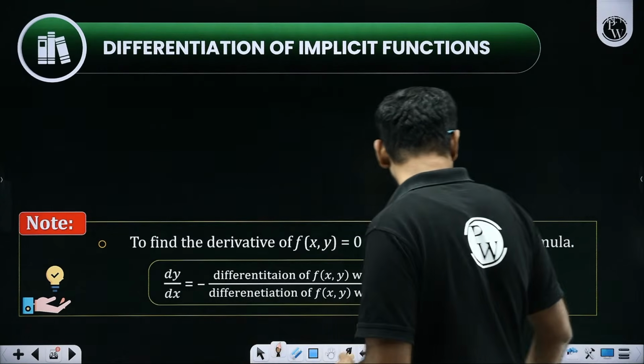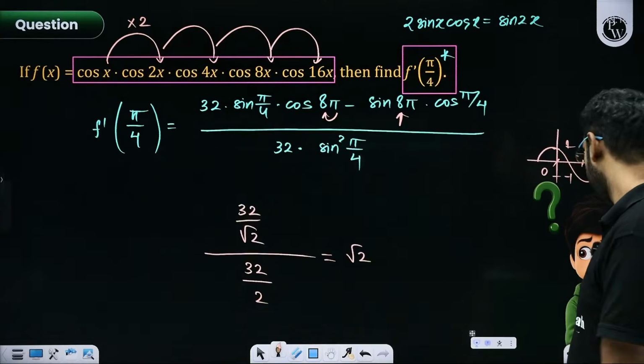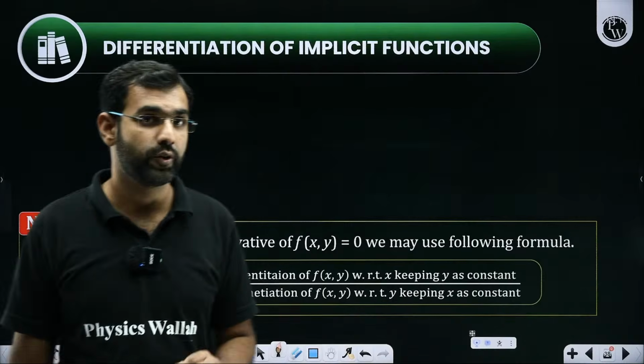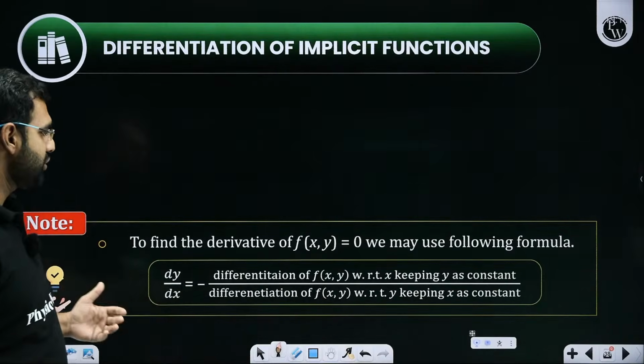Absolutely root 2. Did I not write root 2 here? I think I did. So root 2 will be the answer. Everybody, yes or no? I hope I have answered your query, Shankdeep. Now, differentiation of implicit functions.